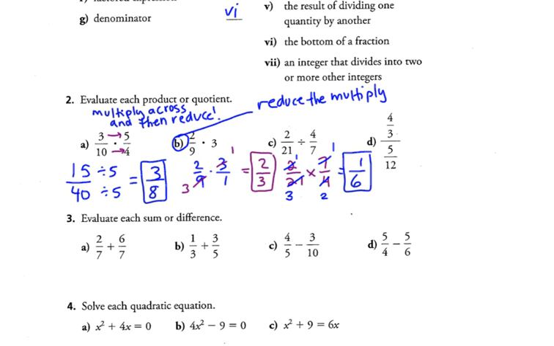This guy, I love these guys. They look worse than they are, right? No? Okay. How would we write this with multiplication? 4/3 divided by 5 over 12. So we'd actually change it to times 12 over 5, times the reciprocal.